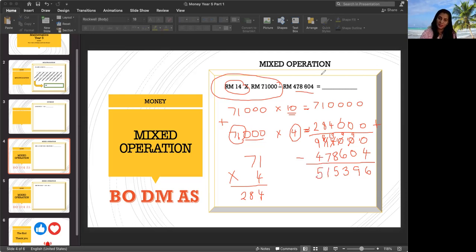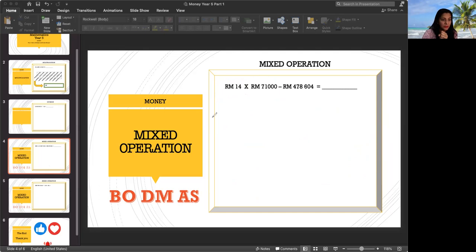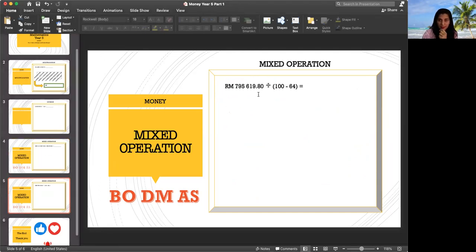So your answer is RM. You can put a little comma here to help you read the answer. That would be 515,396. Write it up again. Okay, so that is how you can solve a mixed operation. And over here, I've chosen another method to show how you can do a multiplication. Okay, so let's move on with our next question, which is the final question, which is this.